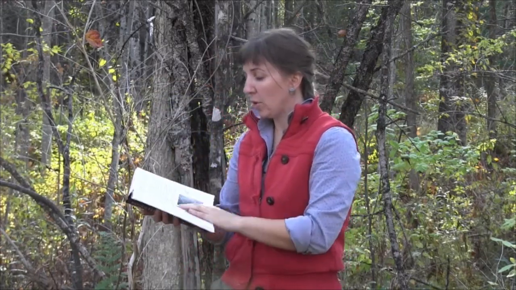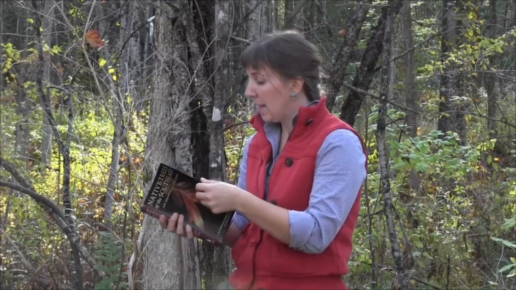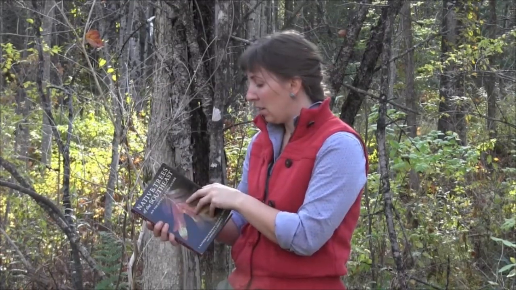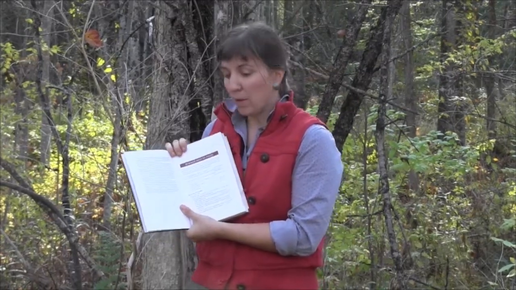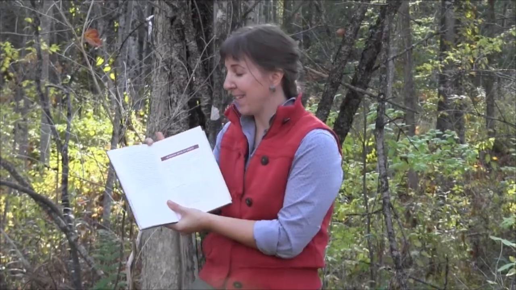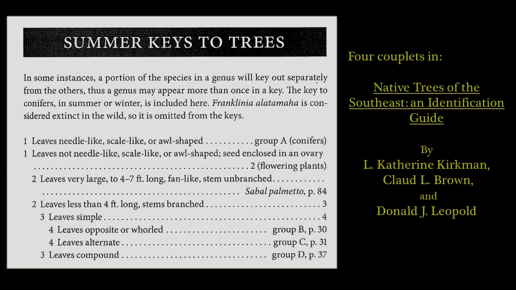This has some great pictures as well, but it also has a key in the front, and this is the part that we refer to as dichotomous. What this means is, this reminds me of those choose your own adventure books that I used to read when I was a little girl. We have two couplets, is what they're called. The first one starts us out and is really broad about the plant that we're trying to identify. The first one here is leaves needle-like, scale-like, or awl-shaped, versus leaves not needle-like, scale-like, or awl-shaped.